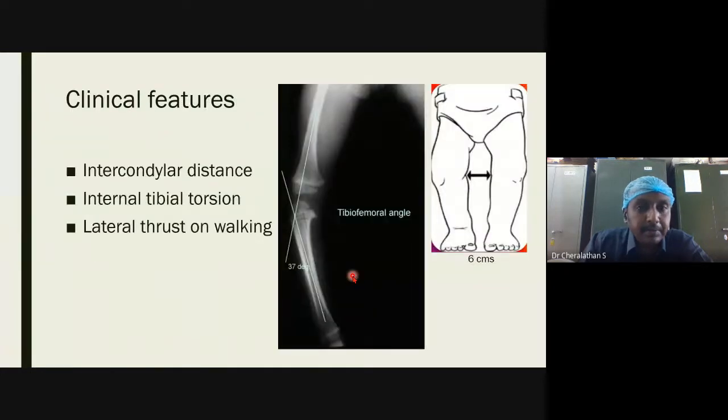Okay. So what are the clinical features? Here, for the valgus deformity, you had the intermalleolar distance. Here, you have the intercondylar distance, because in a varus deformity, the ankles are brought together and the knees are separated apart. Like the hip, knee, ankle axis, you have another measurement called the tibiofemoral angle. Normally, the tibiofemoral angle is about 9 degrees of valgus. That is the normal alignment. Whereas here you can see in this particular child, it is about 37 degrees of varus.